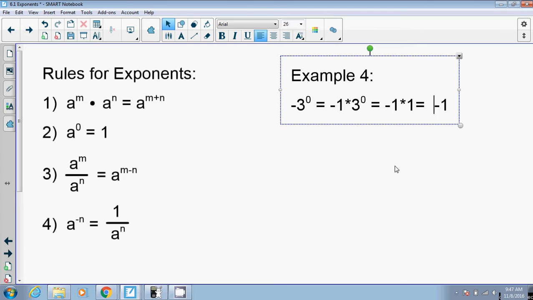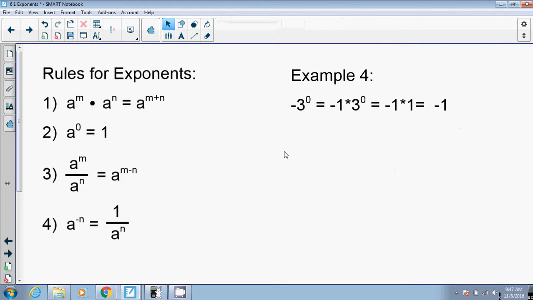Again, please notice the major difference notation-wise between this problem and the last. The last problem we were doing the whole quantity -4 to the 0 power. In this case, if we follow order of operations, we do exponents first, which is 3 to the 0, and then we put in that -1.